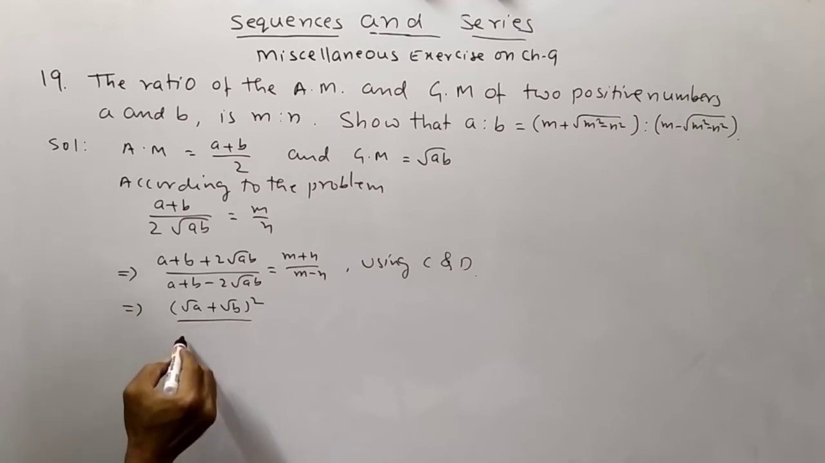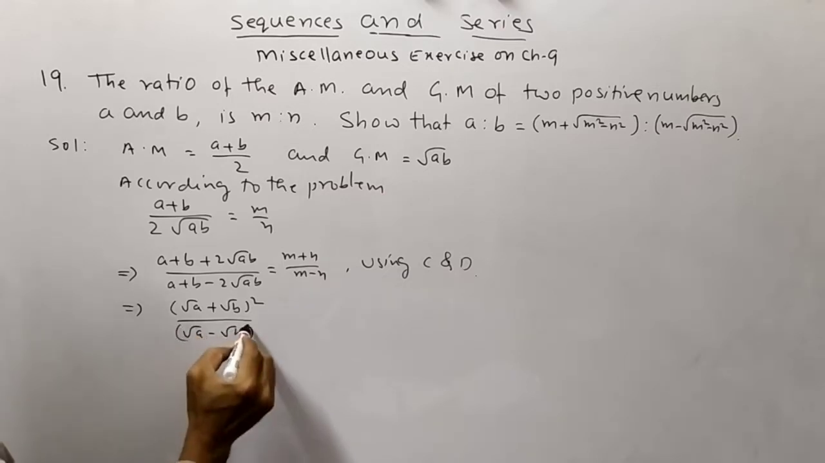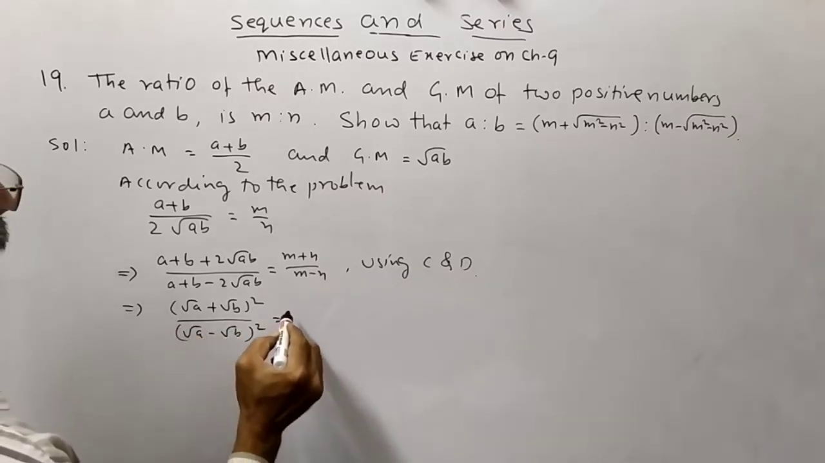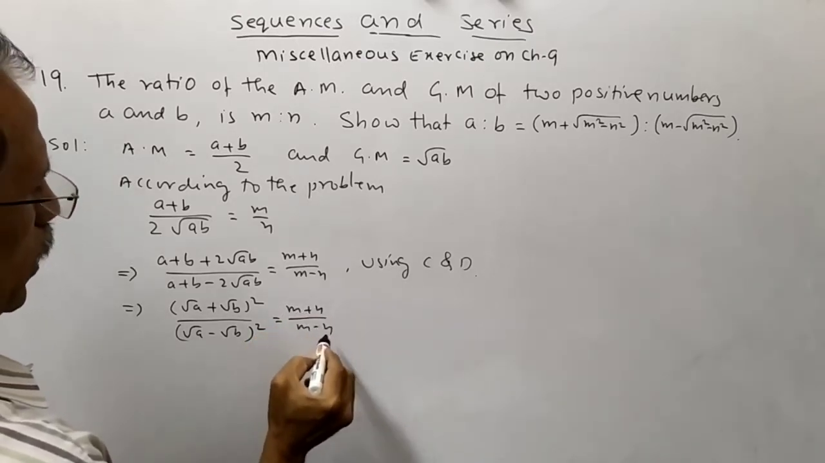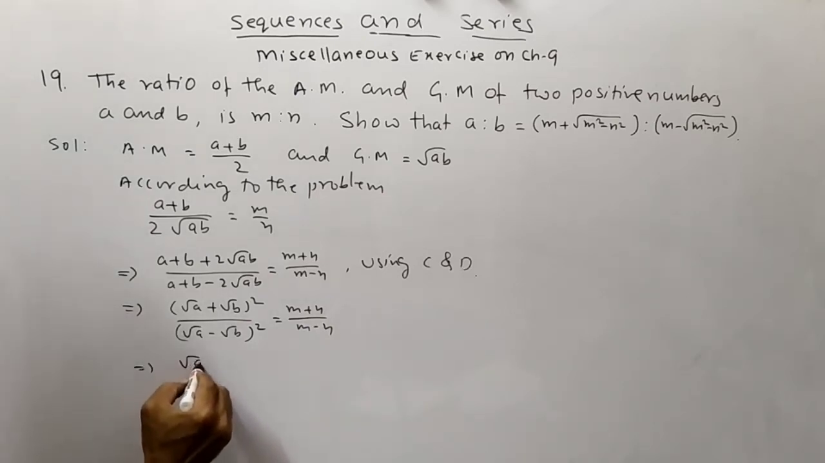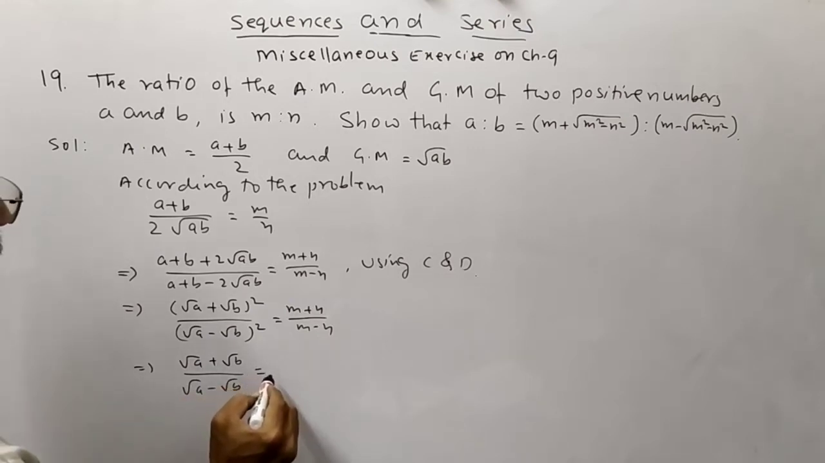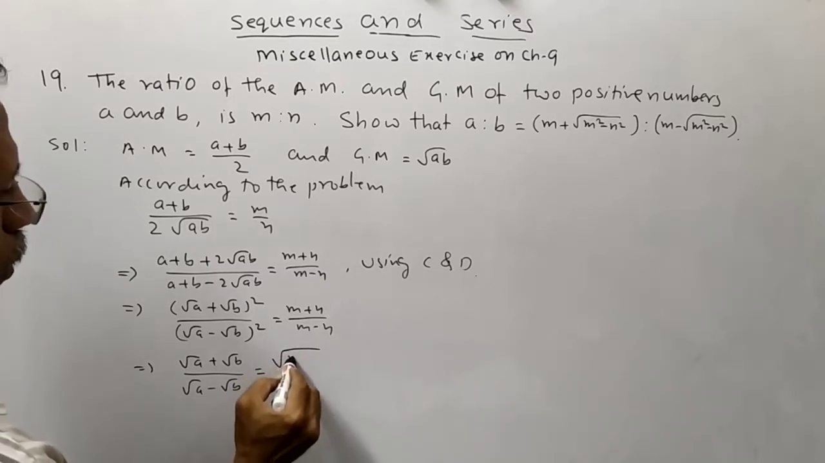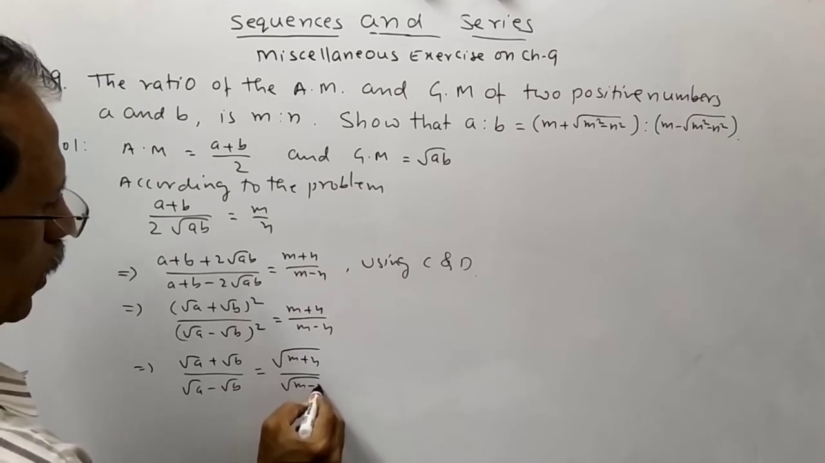divided by (square root of a minus square root of b) whole square is equal to (m plus n) divided by (m minus n). This implies (square root of a plus square root of b) divided by (square root of a minus square root of b) is equal to square root of (m plus n) divided by square root of (m minus n).